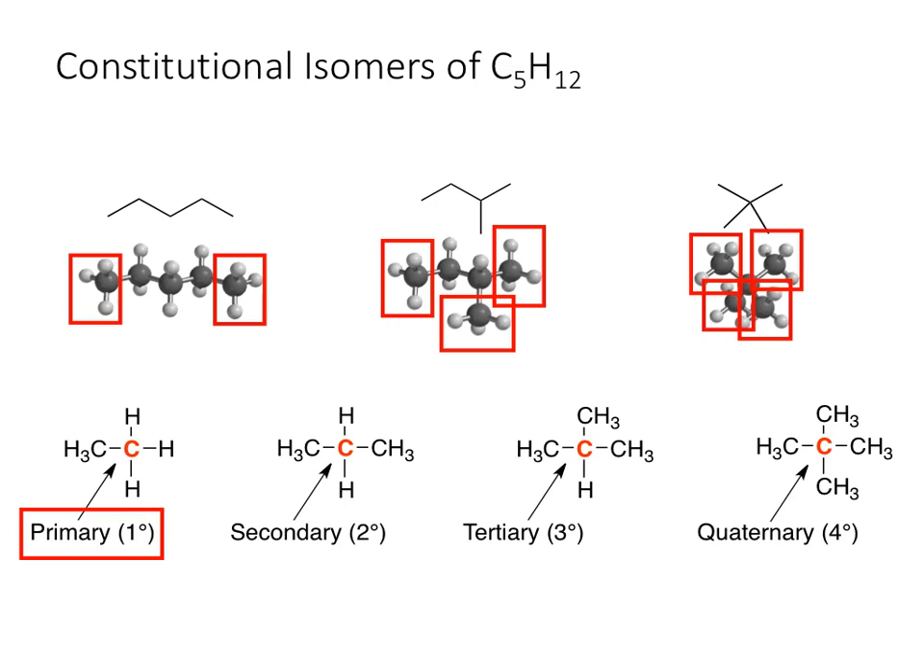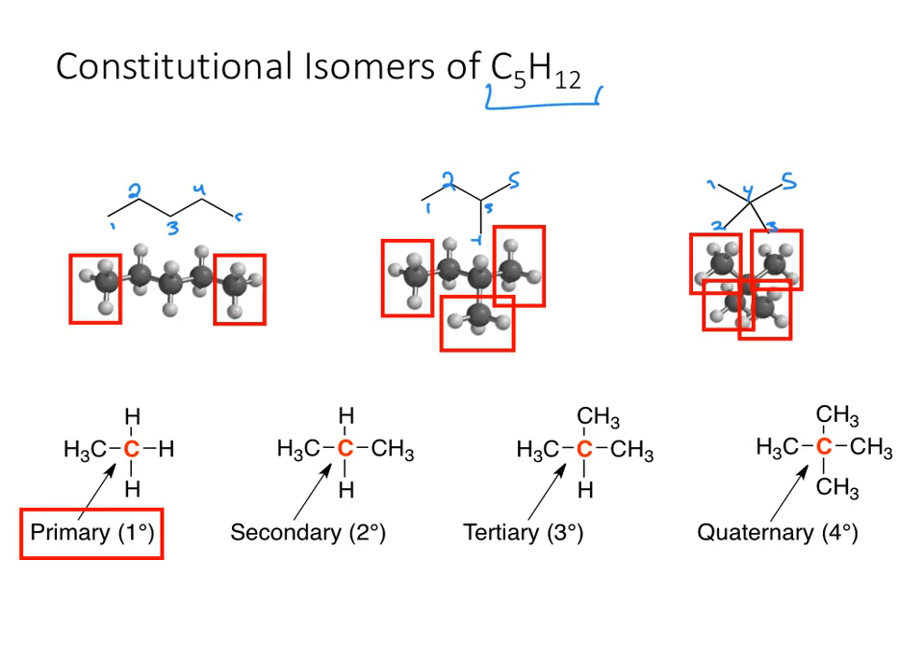So there are 3 different constitutional isomers that have the formula C5H12, and they are drawn here. So I'm going to draw in the numbers of the carbon atoms. 1, 2, 3, 4, 5, just so you can verify they all have 5 carbons. 1, 2, 3, 4, 5. Now what's different about these? It's the way they're connected.